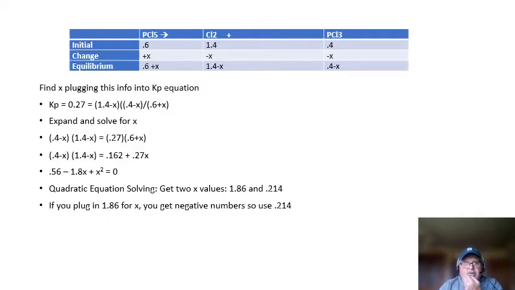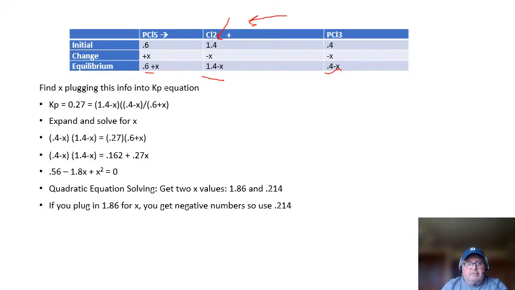Okay, so here's our ice table. You have 0.6, 1.4 going to 1.4 and 0.4. So this is our added Cl2. The reaction is going to go to the left. That means we're going to lose some x over here, and we're also going to lose some x over here, but we're also going to gain x over here. So when you put those all together, this is the amount of each species.